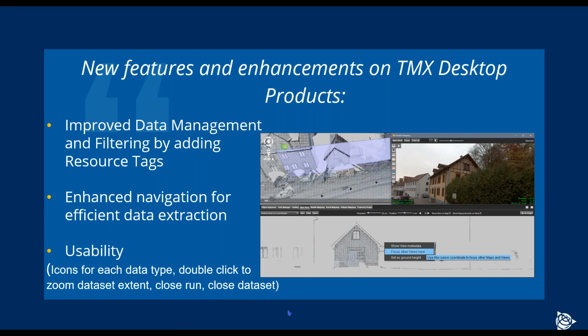And also for feature extraction, one of the key components, and that's what we are always asked for improvement, is the navigation. It's a very important component because the faster and more efficiently you can navigate through your data, the less time you are wasting, of course, in the office for feature extraction. TMX provides very good navigation tools, and now even better because now you can focus on an object.